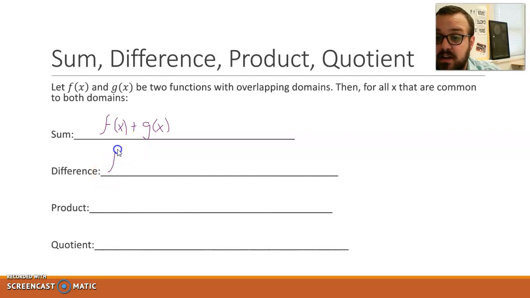If I want to do a difference, I just subtract them. F of x minus g of x. Okay, for the product, I just multiply them. F of x times g of x. And then for the quotient, I divide them. F of x divided by g of x.